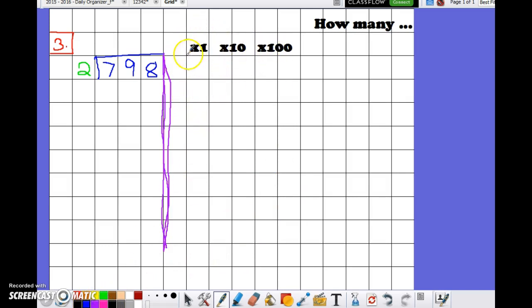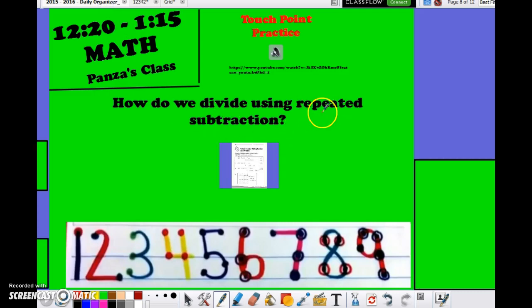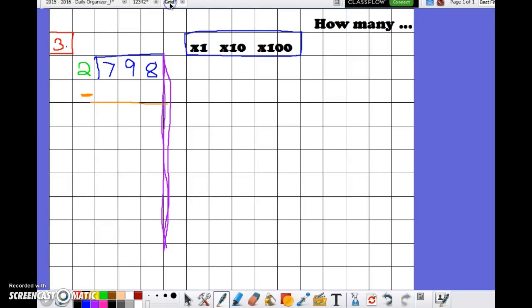That's over here, which is why I always remind myself that I'm either multiplying by 1, by 10, or by 100. That's where place value comes into play. And on the interior, I'm subtracting, because remember, we are dividing through the method of repeated subtraction. The way you do that is by using the two steps, multiplying and then subtracting.